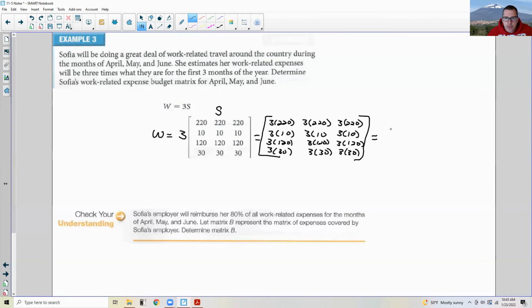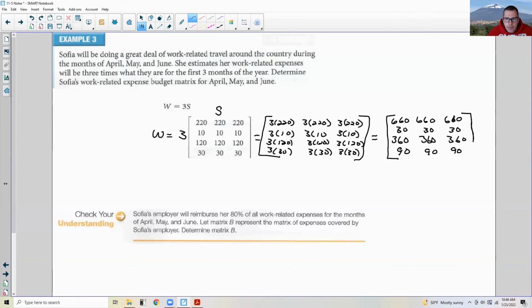And so now W is going to be over here, and it is going to equal a matrix that is 3 times 220, which is 660, 660, 660. And this is going to be 30, 30, 30. 3 times 120 is 360, 360, 360. And finally, 3 times 30 is 90.